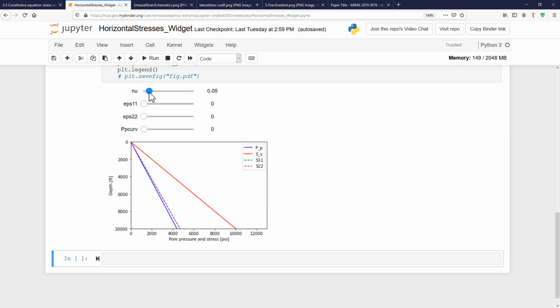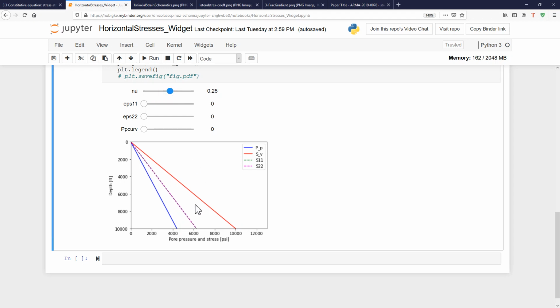As soon as I start increasing a little bit the Poisson ratio, let's put it at 0.25, horizontal stresses are going to start to increase. And in this case, the two of them, S11 and S22, are collapsing in the same line. And the effective horizontal stress, which is the difference between this dashed line and the blue line, is 1/3 of the effective vertical stress, which is the difference between the red line and the blue one, the vertical stress and the pore pressure. So you can see that this dashed line is about 1/3 of the way from the blue line to the red one.